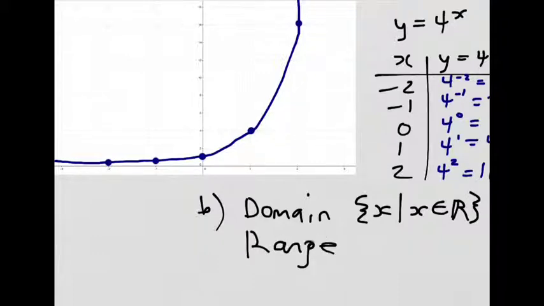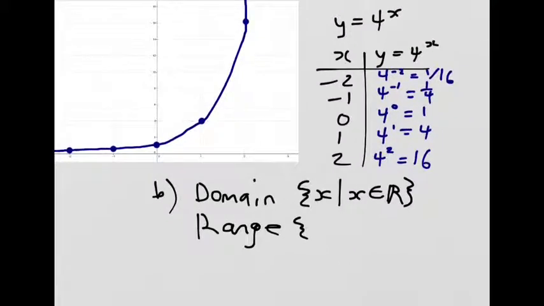Range? Anything above 0? Okay, let's think about that. Is there any way I could put a number for x and get a negative y value? Like 4 to the power of something equals a negative number. Is that possible? Maybe it's tempting to think that 4 to the power of negative something would give you a negative value. But we already saw that's not the case, right? 4 to the negative 1 gives you a positive value, because all you're doing is relocating that base. And 4 to the negative 2 also gives you a positive value. So it's impossible to generate negative values.